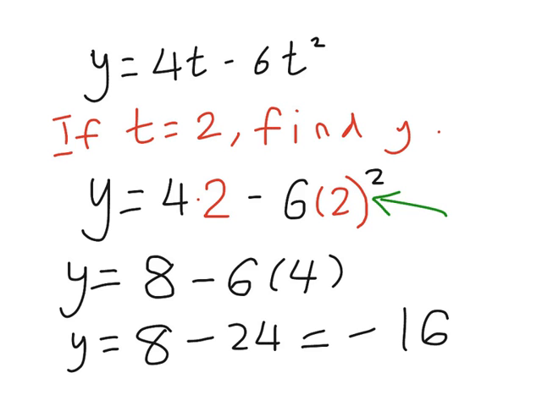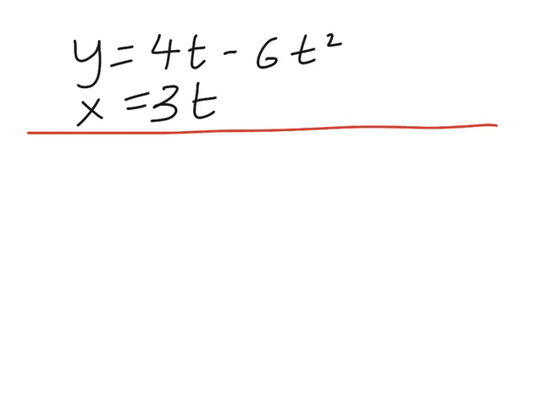Now I'm going to move on to the next example. But of course, you are welcome to go back and watch this part of the video again if it doesn't make sense yet. This time, we have two equations. y equals 4t minus 6t squared and x equals 3t. And we want to turn it into one equation with just x and y.